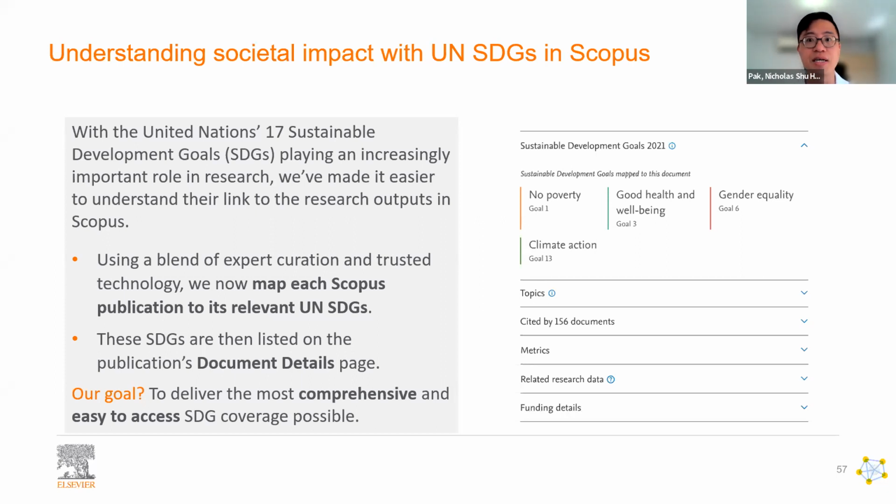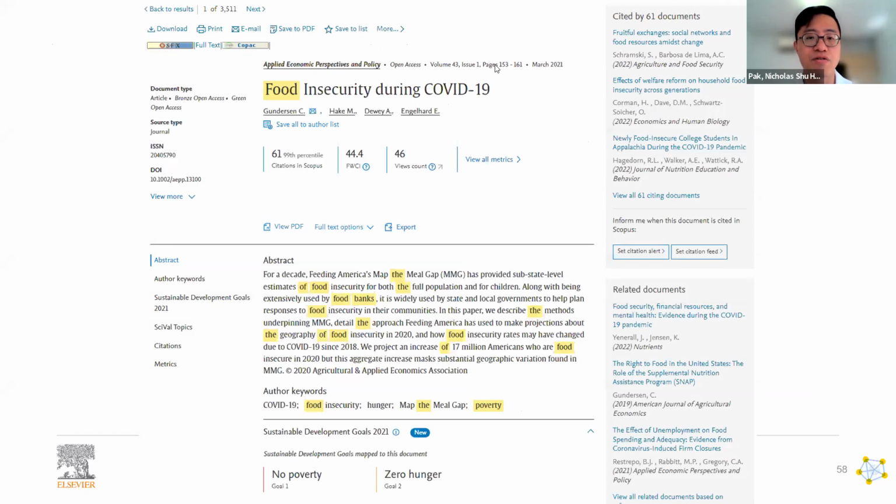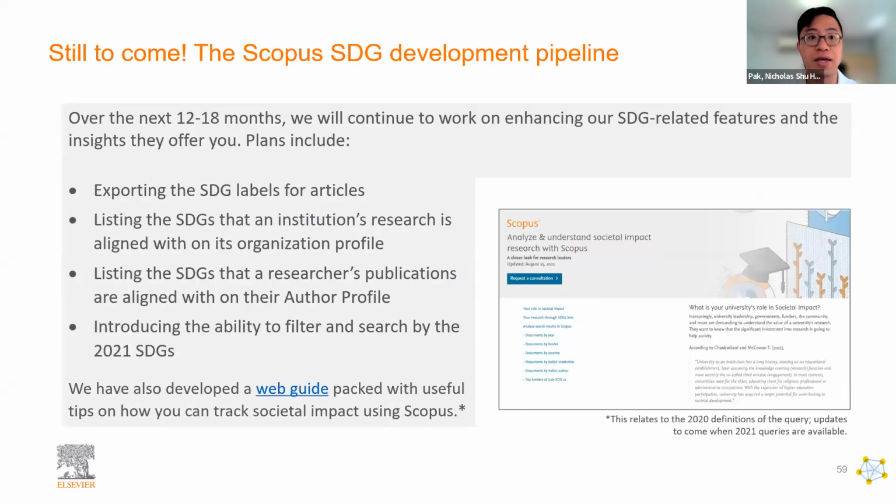So now you'll be able to see how this research translates, right? You'll be able to see no poverty, good health and well-being, gender equality, climate action, for instance. So if I'm looking at food insecurity during COVID-19, you'll be able to see what this research is about, and you'll be able to see this fits under no poverty as well as zero hunger, amongst the other metrics. And this is actually very interesting, and we are looking to really improve this over the course of 2022 and 2023, right? So you'll be able to see the labels itself. This is something which I think is really useful and helpful.